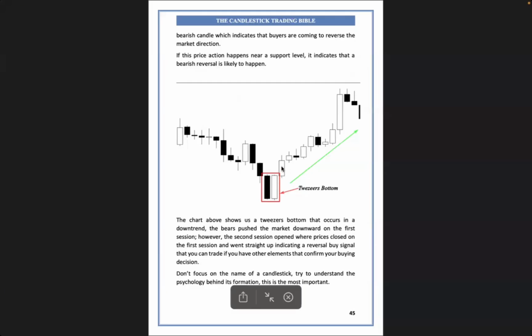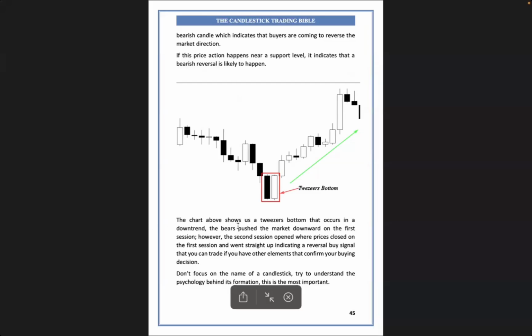So it's like a reversal. And when an ambush happens, what happens? It's like the other party ends up losing or dying. So if this price action occurs near a support level, it indicates a bullish reversal. The chart above shows us a tweezer's top and a tweezer's bottom. So that's what we are talking about, the tweezer's bottom.